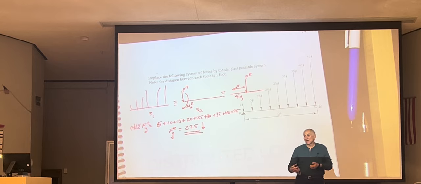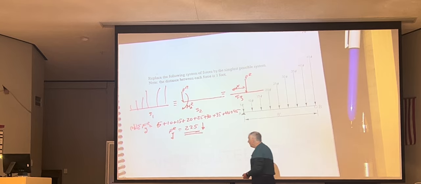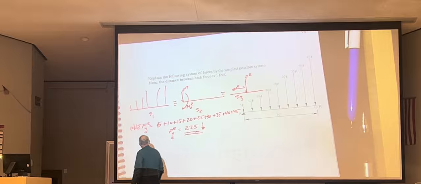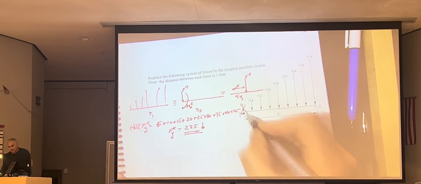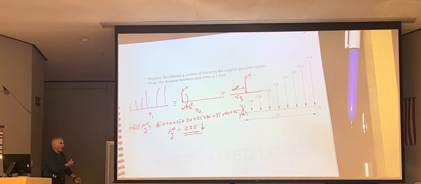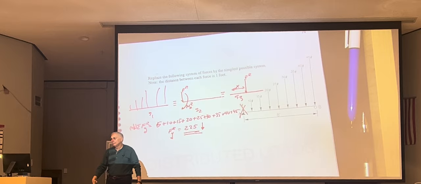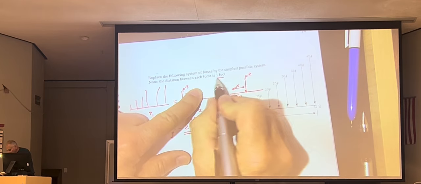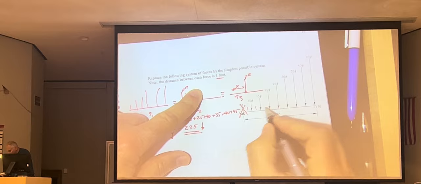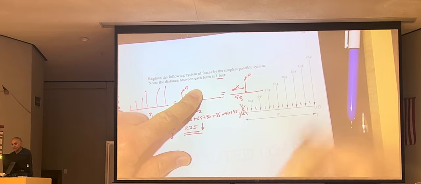What's my moment A resultant? Well, I chose the moment at A. By taking a moment at A, I eliminate that 5. Why? Its line of action goes through the moment center. Gone. Each one of these forces is, according to this, 1 foot apart. So this is 1 foot, 1 foot, 1 foot, 1 foot, 1 foot, 1 foot, 1 foot.